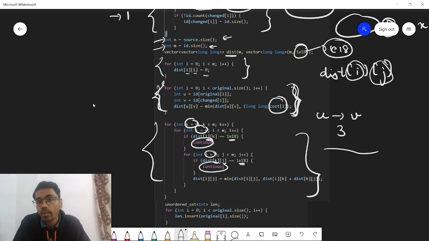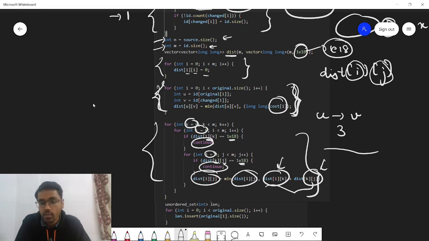So this will take care of whether there is a minimum value or not. Otherwise, if there is a minimum value present, we have seen in the code, distance of i comma k plus distance of k comma j we need to add, and whatever is the minimum, either this part or this part, we will store it into the distance of i comma j position. So this is the Floyd Warshall part.